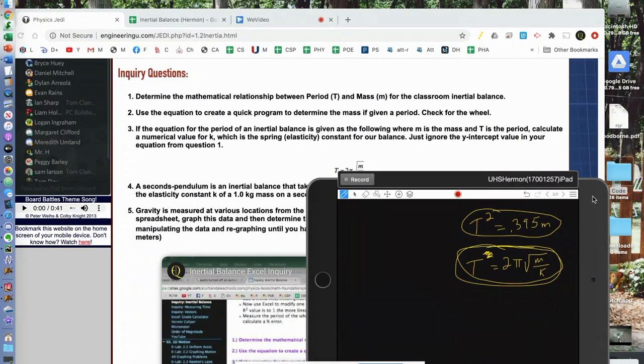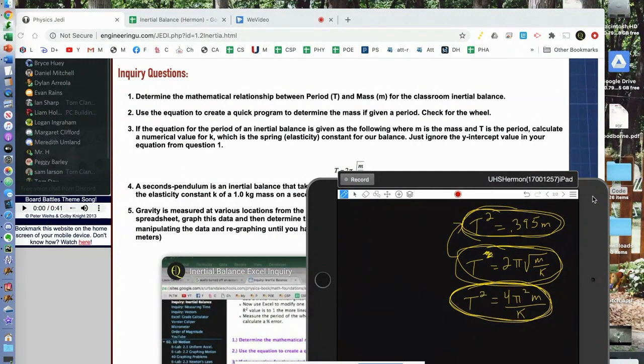Now I want it to look like this, so I want to square the period on this side. I'm going to square the period on the other side, and that means I have to square the entire right side also. So it'd be 4 pi squared m over k. This is the physics equation. And this is the equation that we figured out for our inertial balance, the relationship between period squared and m.